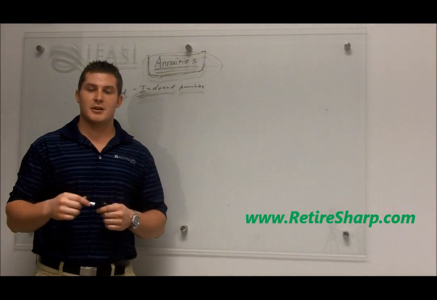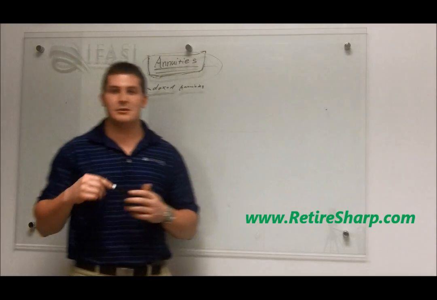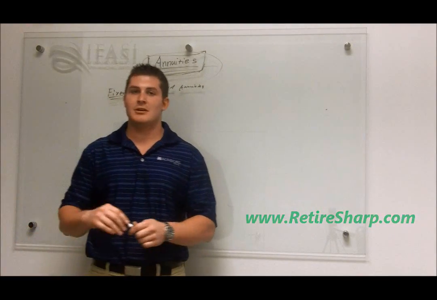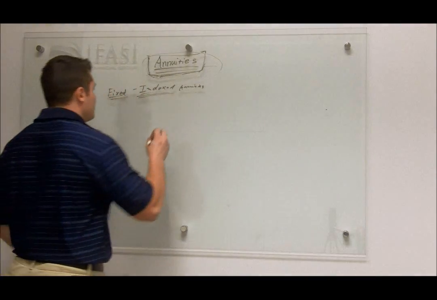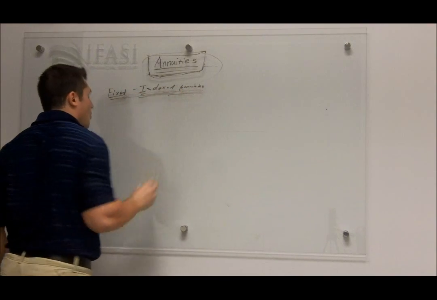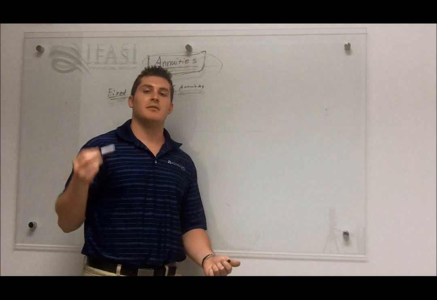Today's topic I want to discuss with you is indexed annuities. Some of the terms they're called are fixed indexed annuities and equity indexed annuities. Essentially, the whole purpose of a fixed indexed annuity, and why they came about, was for safety purposes and for conservative growth purposes.